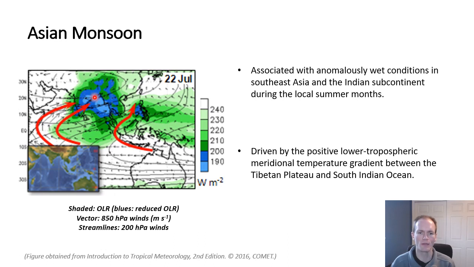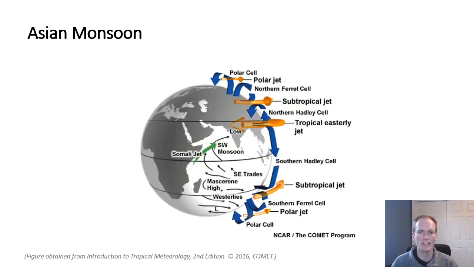the Indian subcontinent. So this monsoon is driven by a positive lower tropospheric temperature gradient between the strongly diabatically warmed Tibetan Plateau and the relatively cold South Indian Ocean. So the salient characteristics of the Asian monsoon are depicted here on this diagram. We can ignore the stuff that's happening in the mid and higher latitudes in both hemispheres and just focus on what we see here in the subtropics and tropics.